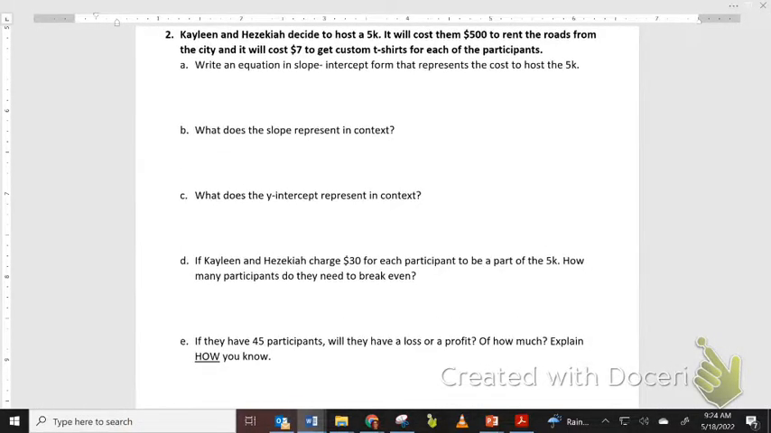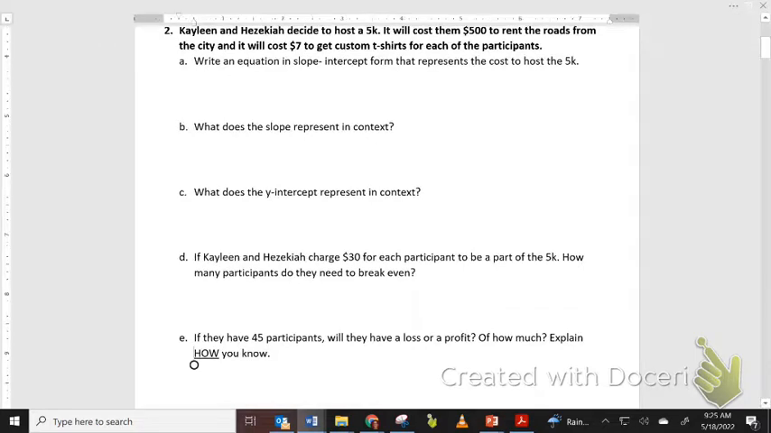Kayleen and Hezekiah decide to host a 5K. It will cost them $500 to rent the roads from the city, and it's going to cost $7 to get custom t-shirts for each of the participants. Let's write this in slope-intercept form. What is slope-intercept form? Y equals mx plus b.